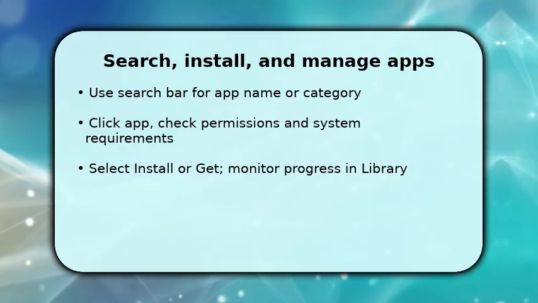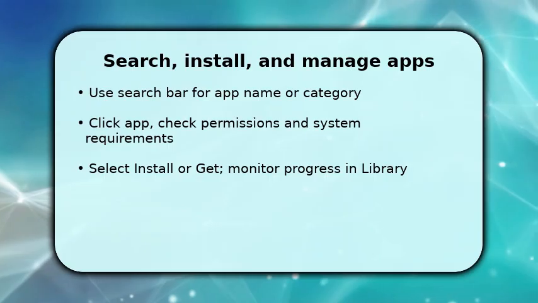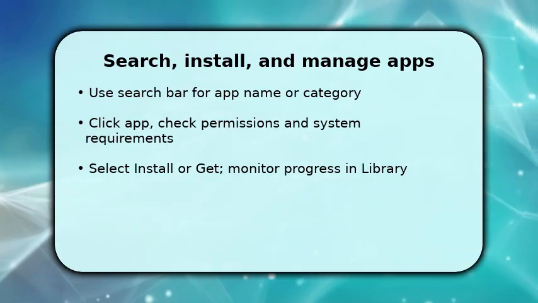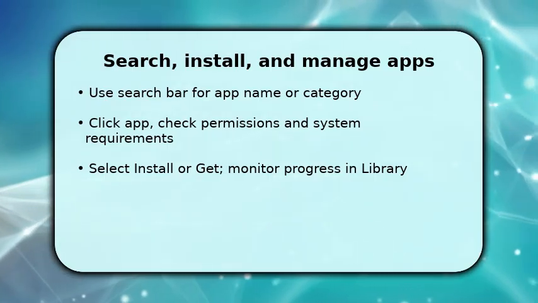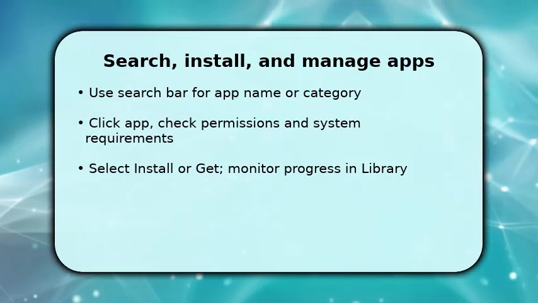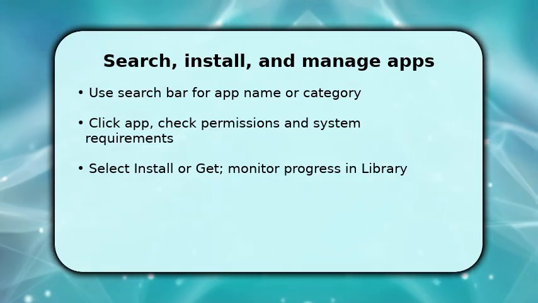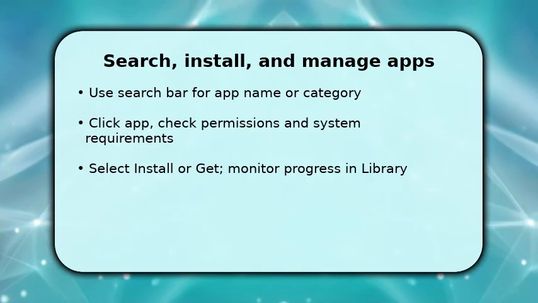Once on an app page, review permissions and system requirements to ensure compatibility. This prevents failed installs and performance issues. Then click Get or Install. Windows will handle downloading and installing, and you can track progress in Library. Once installed, pin to Start or Taskbar for quick access, and adjust app settings when first launched.